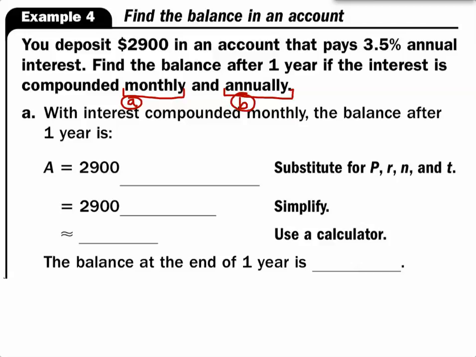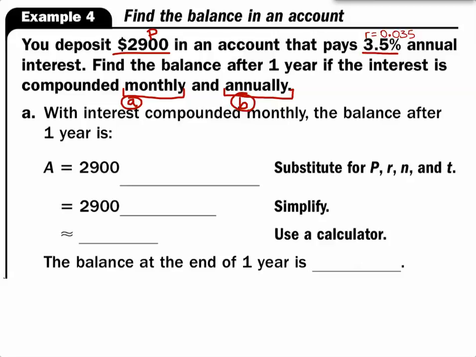I say that because I'm going to highlight all the other aspects of that information as well. You deposit $2,900. That's P, the principal, the initial amount you have. In an account that pays 3.5% annual interest, we have to be slightly careful, because R equals, and we have to move that percent into normal decimal form, 0.035. Take the percent, move the decimal over twice, and you've got an actual number to work with.